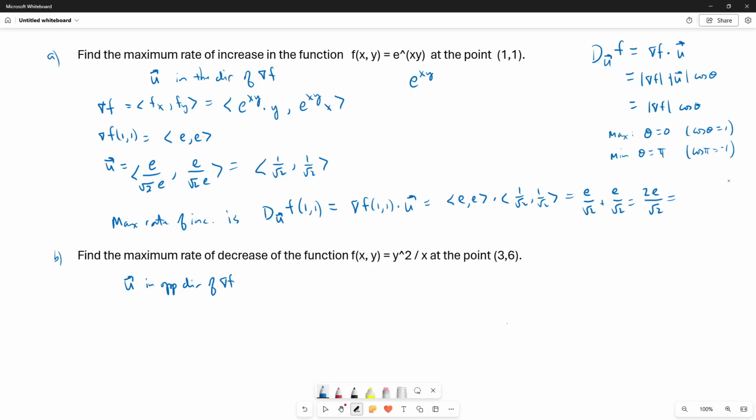And 2 over root 2 is root 2. So this is root 2 times e, the maximum rate of increase in this function at this point.